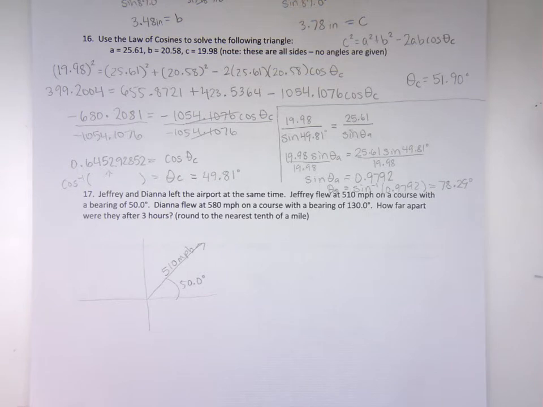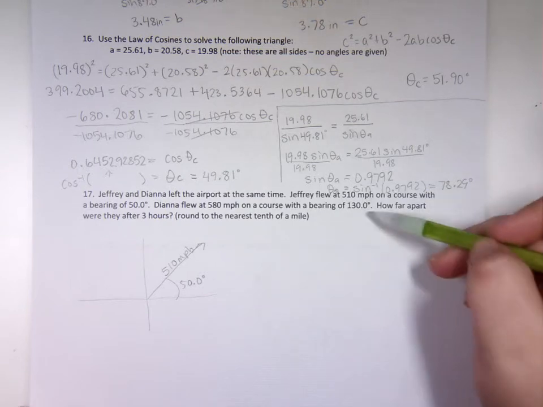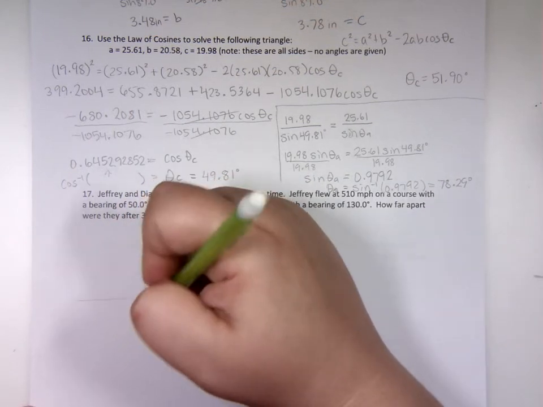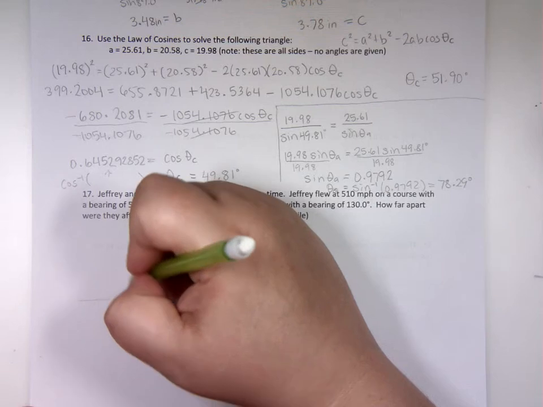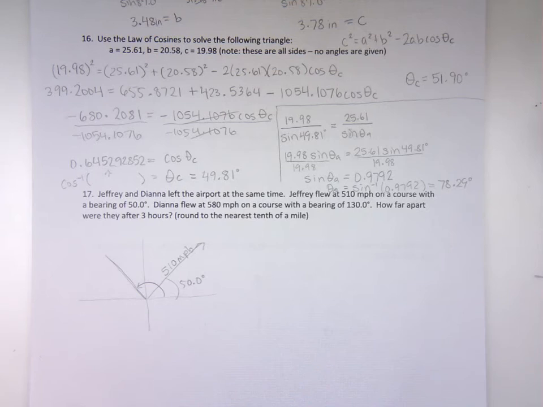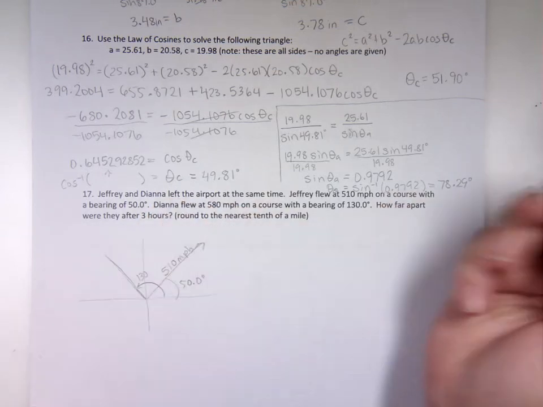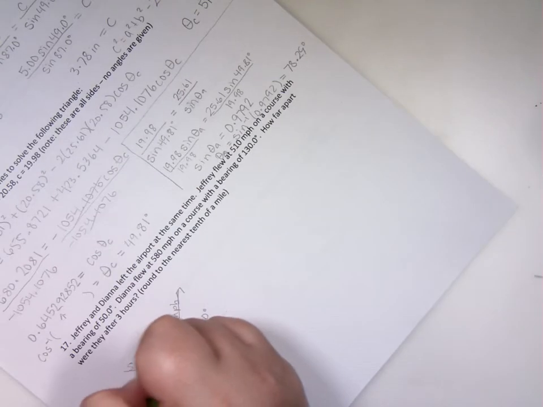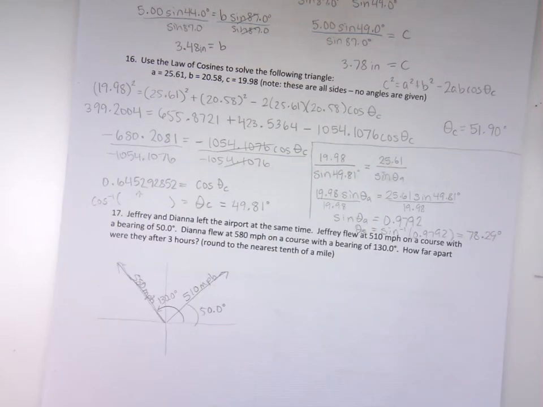Diana flew at 580 miles per hour on a course with a bearing of 130 degrees. So 130 degrees is somewhere about here. So that's 130 degrees. And this is 580 miles per hour going this way. So they're flying apart from each other. And the question is, how far apart were they after 3 hours?